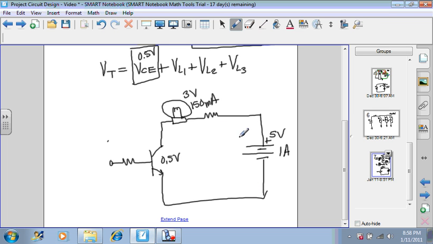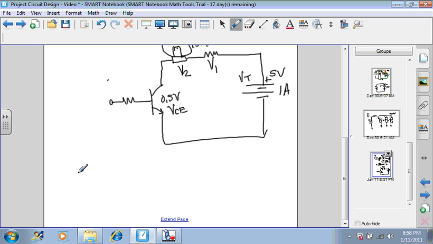So we have now a V total, we have a V1, we have a V2, and we have a V from the collector to the emitter. We have the formula, V total is equal to V from the collector to the emitter plus, I'll go this way, V2 plus V1.